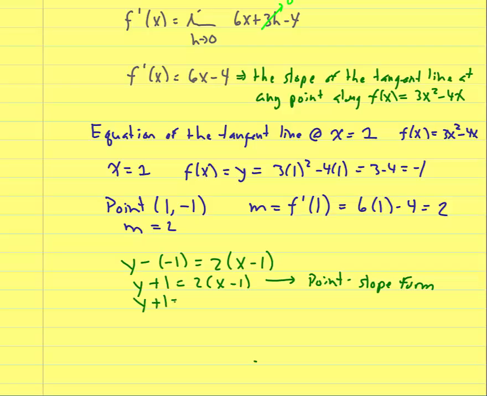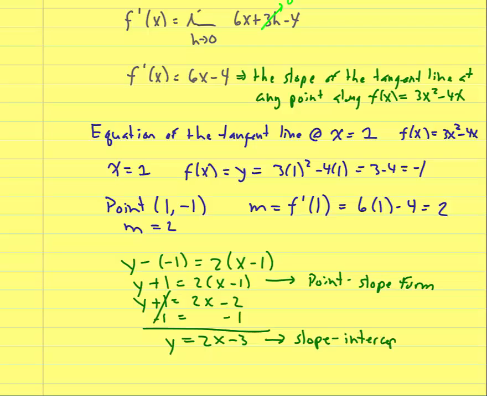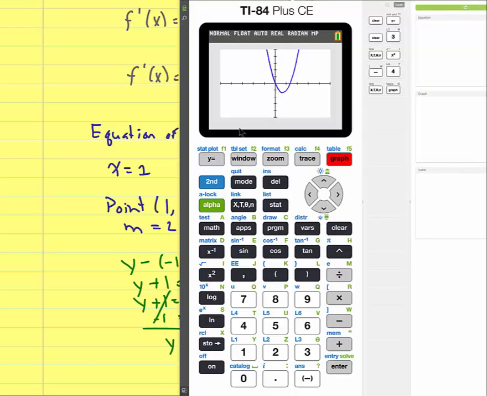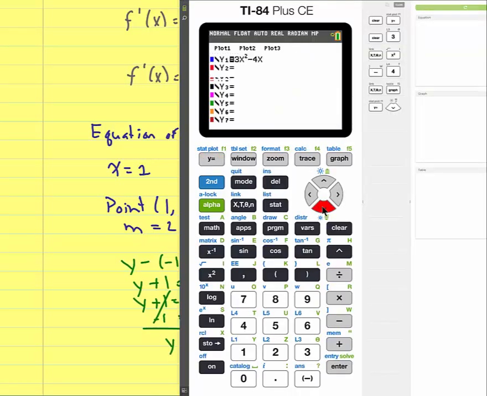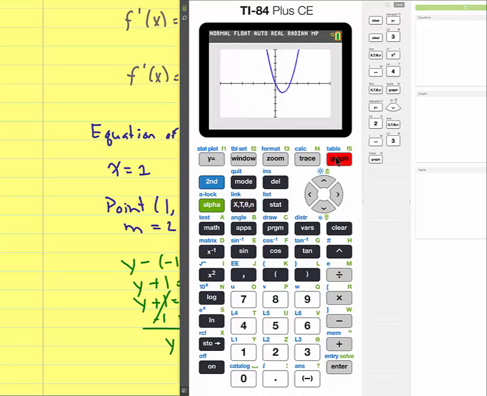If we wanted to keep simplifying this, I distribute through the 2 and subtract 1 from both sides, and I get, canceling occurs here, y equals 2x minus 3. And this is the slope-intercept form of the equation. Now, y equals 2x minus 3, I can plug into my calculator. So let's go to our second equation, y equals 2x minus 3. Now if I graph this and it doesn't look like a tangent line, I know I have a mistake. There's my curve, oh, there's my tangent line, so that does look good.